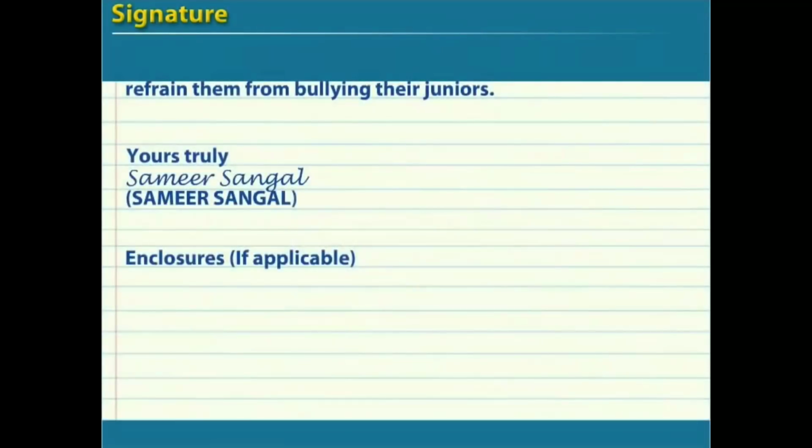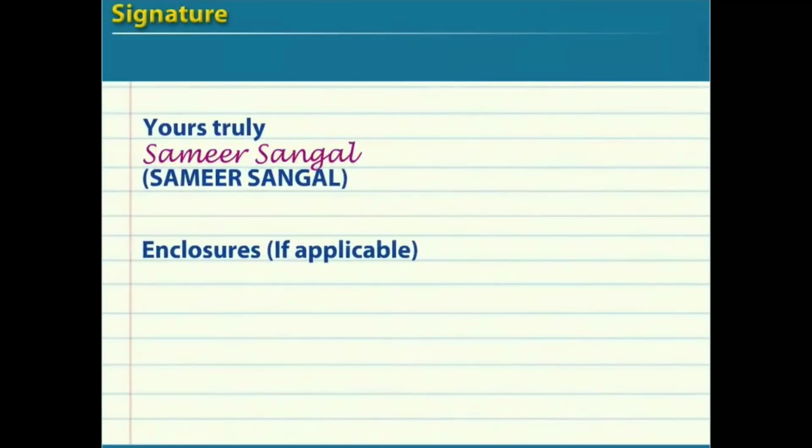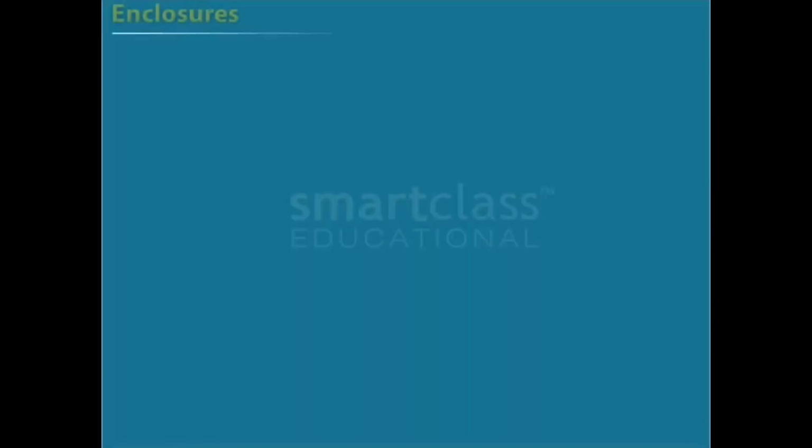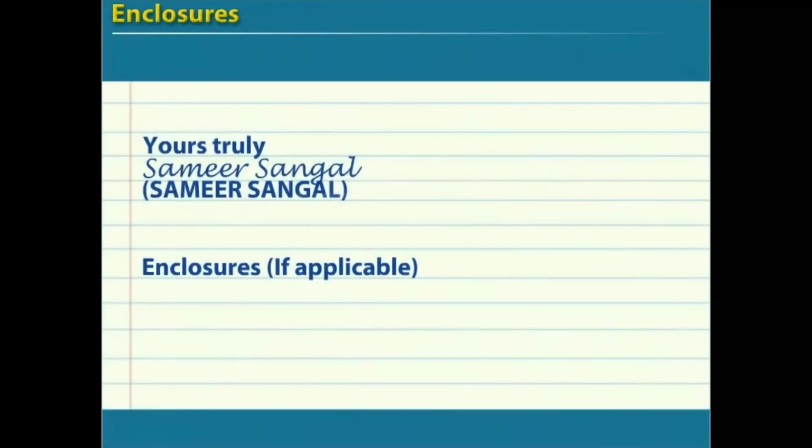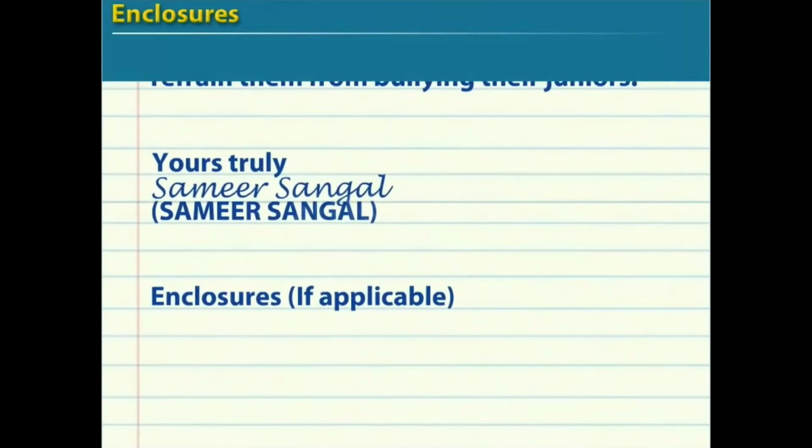Signature. Sign the letter below the complimentary clause and above the full name in all caps within brackets. If you are a student, mention your class, house, or club below the name. Enclosures. If you need to attach any documents, mention enclosure or enclosures in the bottom left corner of the sheet, 2 lines below the sender's name. Serialize them and state the titles of the documents attached.